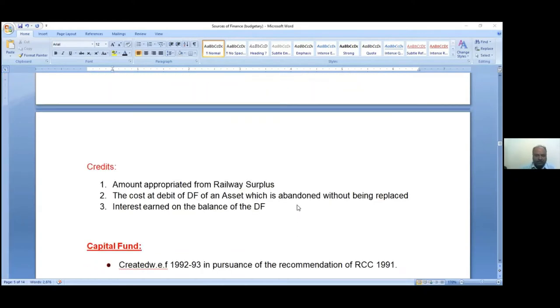So now we'll check the credits to this fund. See, the railway terminal company amount is appropriated from railway surplus. And the cost at debit of development, if an asset is surrendered or condemned but not created, is debited to the development fund. That is created. And interest earned on the balance of the development fund. This is on this development fund.